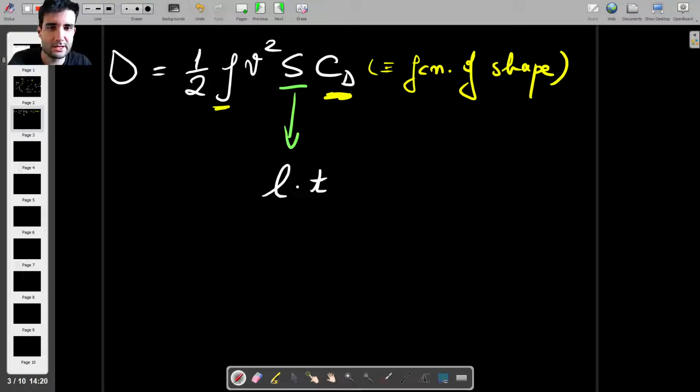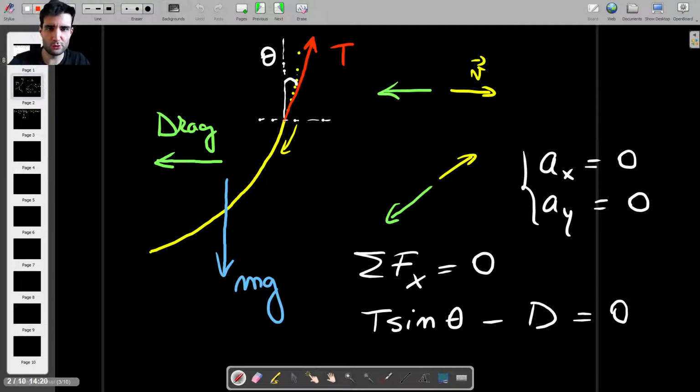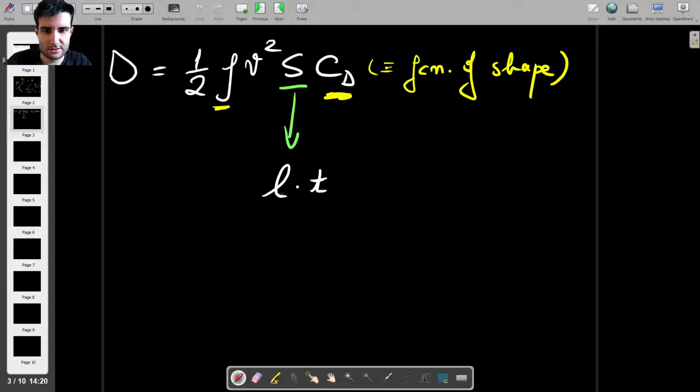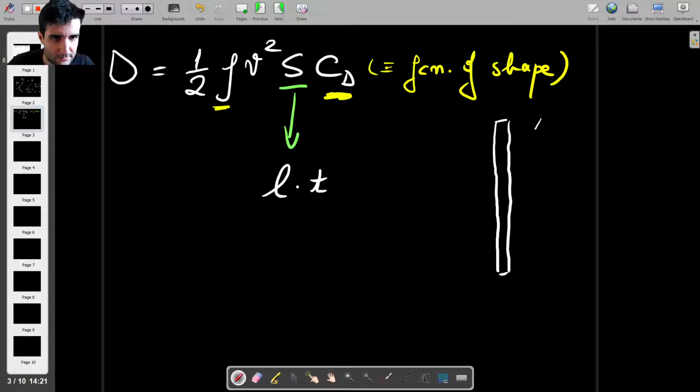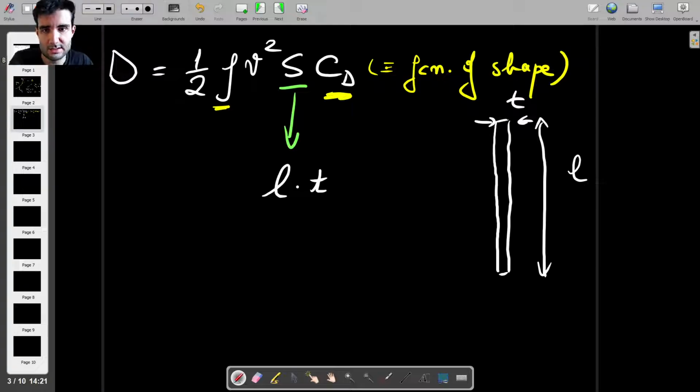Okay, so this area is length times thickness, because if you look at the cable from the front, you're going to see a rectangle. So this surface area is actually the area of the rectangle. This is L, the length of the cable, and the cable has a thickness T, so that's going to be L multiplied by T, essentially.